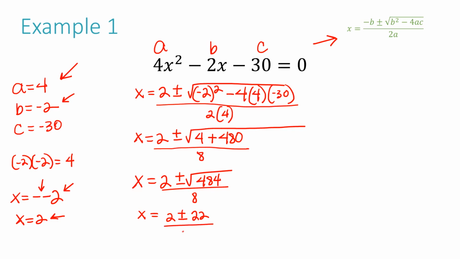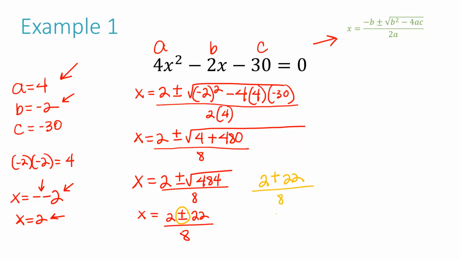Now I'm going to put my denominator here, which is 8. Now I'm going to realize that this is telling me I have two separate problems. I can have 2 plus 22 all over 8, and I can also have 2 minus 22 all over 8. To clarify that I'm doing two separate problems now, I'm actually going to change colors to make sure it's clear. So right now I'm going to do the 2 plus 22 all over 8.